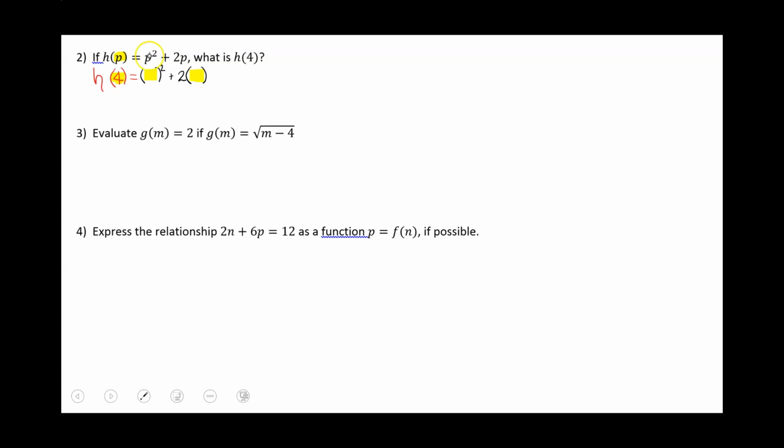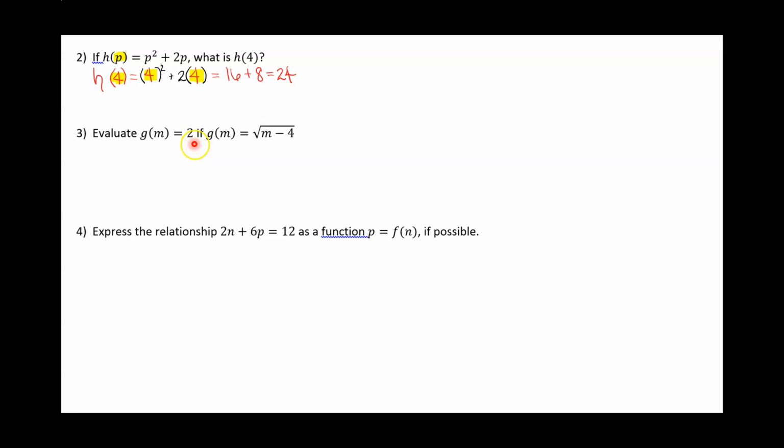They want me to put 4 in the place of p. So I'll come over here, and everywhere I have a p, I'll replace that with a 4. And then I'm going to follow order of operations to simplify. So 4 squared is 16, plus 8 is going to give me 24. All right, for the next one, it says evaluate when g of m is equal to 2.